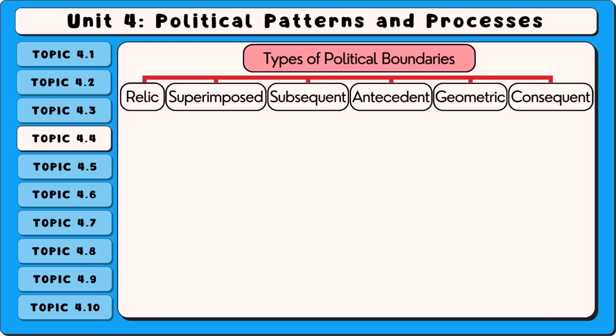We'll study 6 major types of boundaries: relic boundaries, superimposed boundaries, subsequent boundaries, antecedent boundaries, geometric boundaries, and consequent boundaries. Each type of boundary tells a different story about how people, governments, and history have shaped the land.